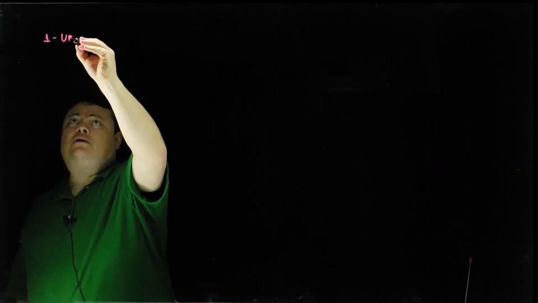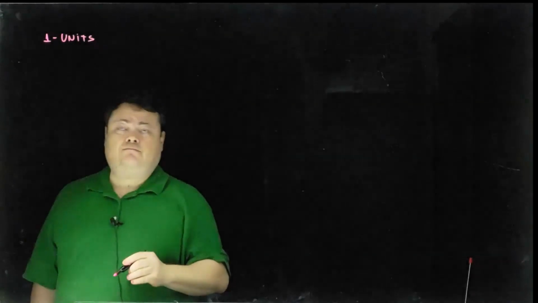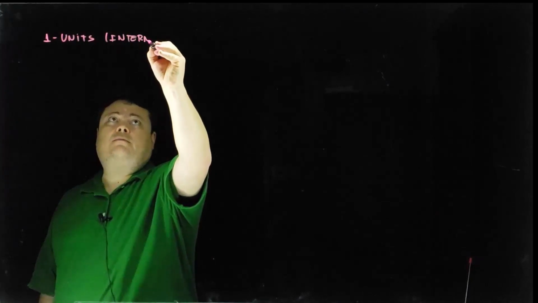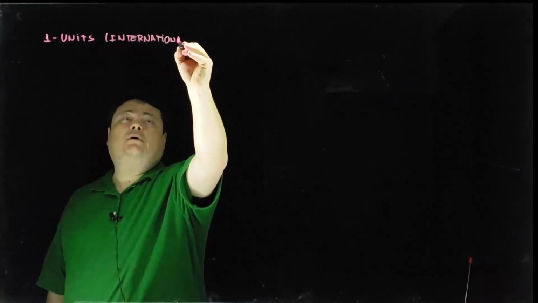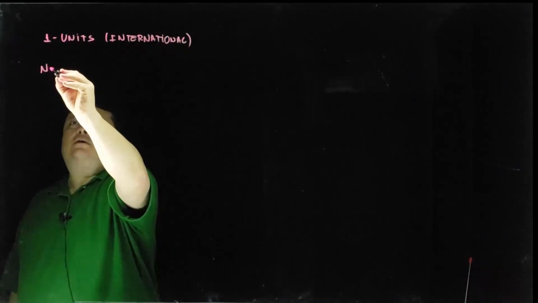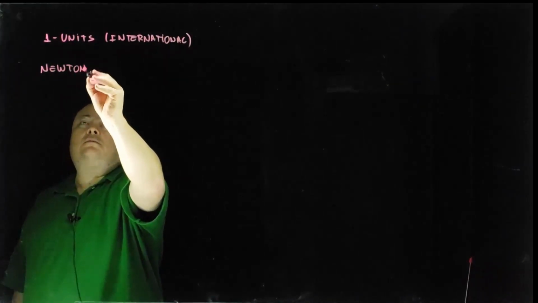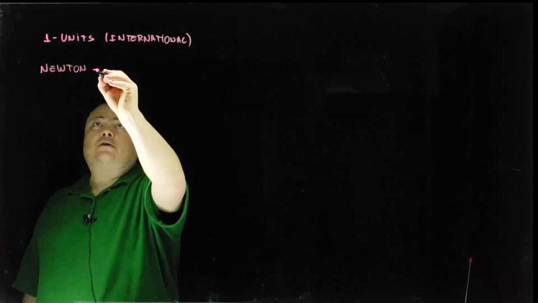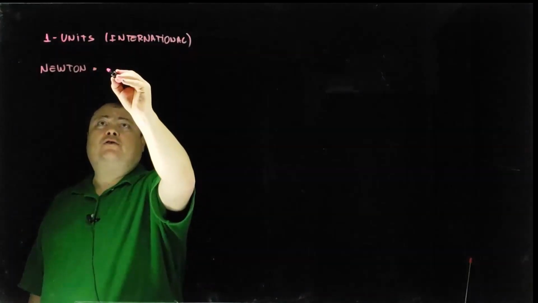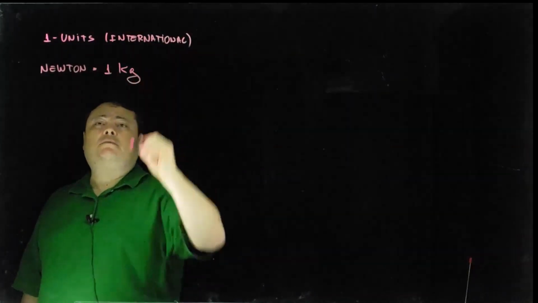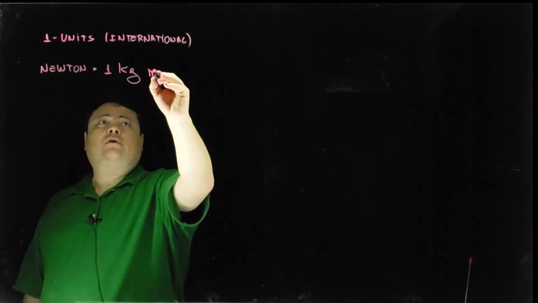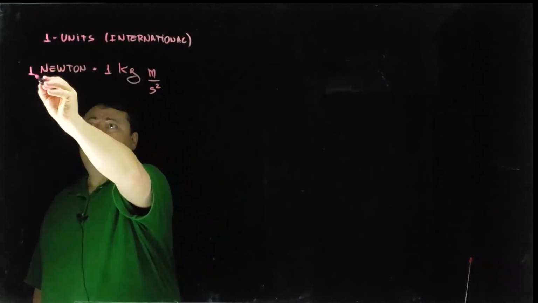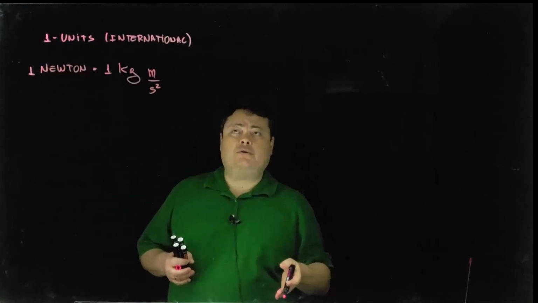First observation is about units. In international units, the unit for force is the Newton. Okay? For Isaac Newton. And 1 Newton of force is the force that applied to an object of mass 1 kilogram makes it accelerate at a rate of 1 meter per second squared. So we have that 1 Newton is equivalent to 1 kilogram times meter per second squared.